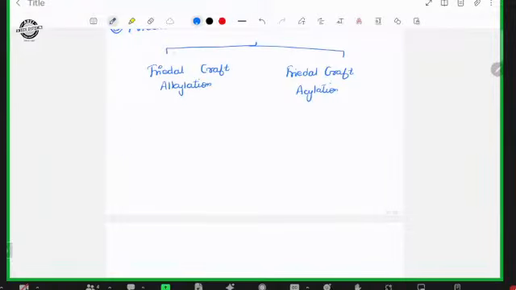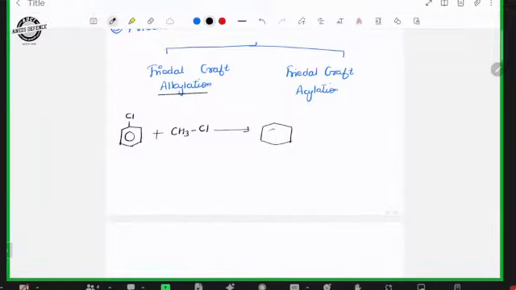I'm using chlorobenzene. And in alkylation, we are going to add an alkyl group. So let us take any alkyl halide, chloromethane. So what will happen? We are going to get two products. You have to draw chlorobenzene twice.